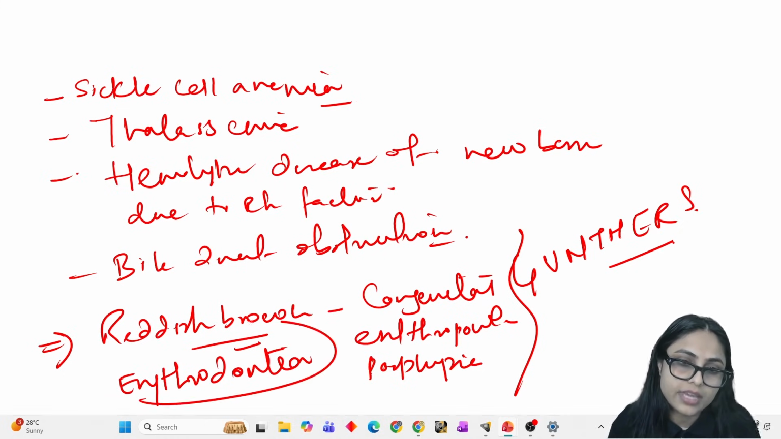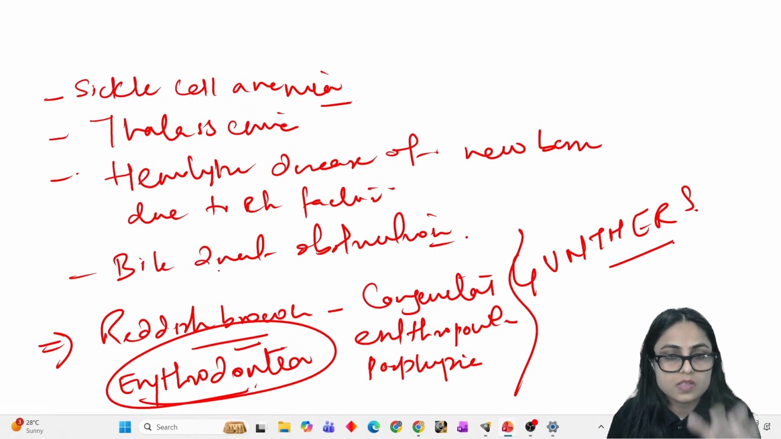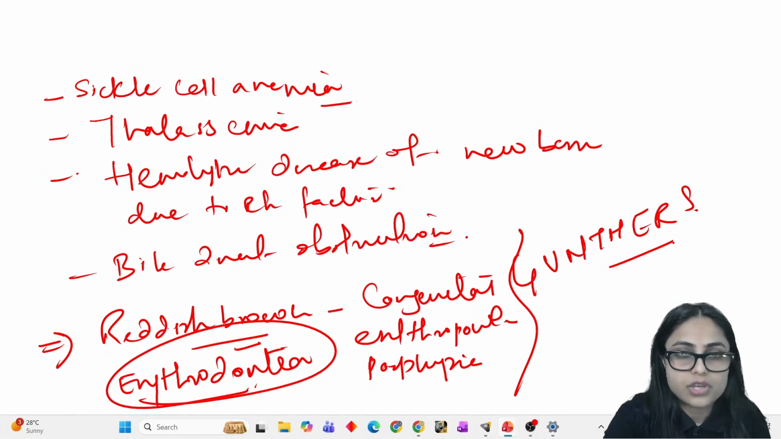Erythrodontia. The yellow-green pigmentation is called chlorodontia. This is called erythrodontia. Okay. Now we have the next question.